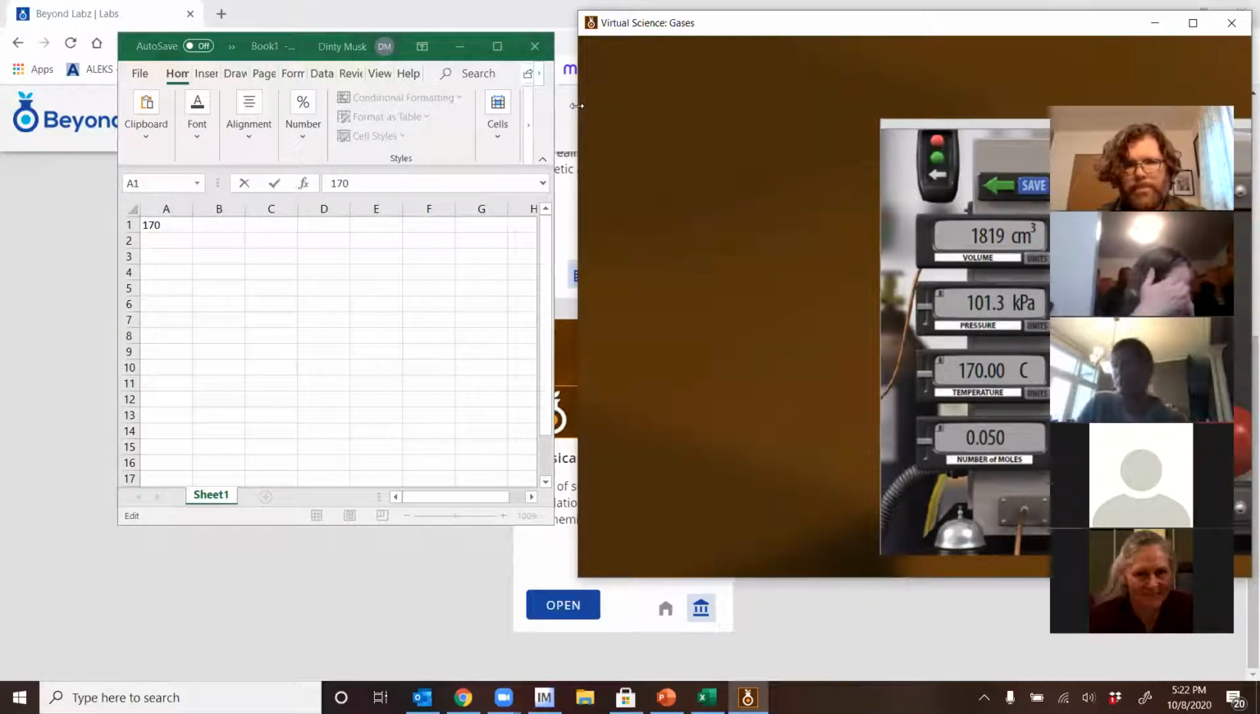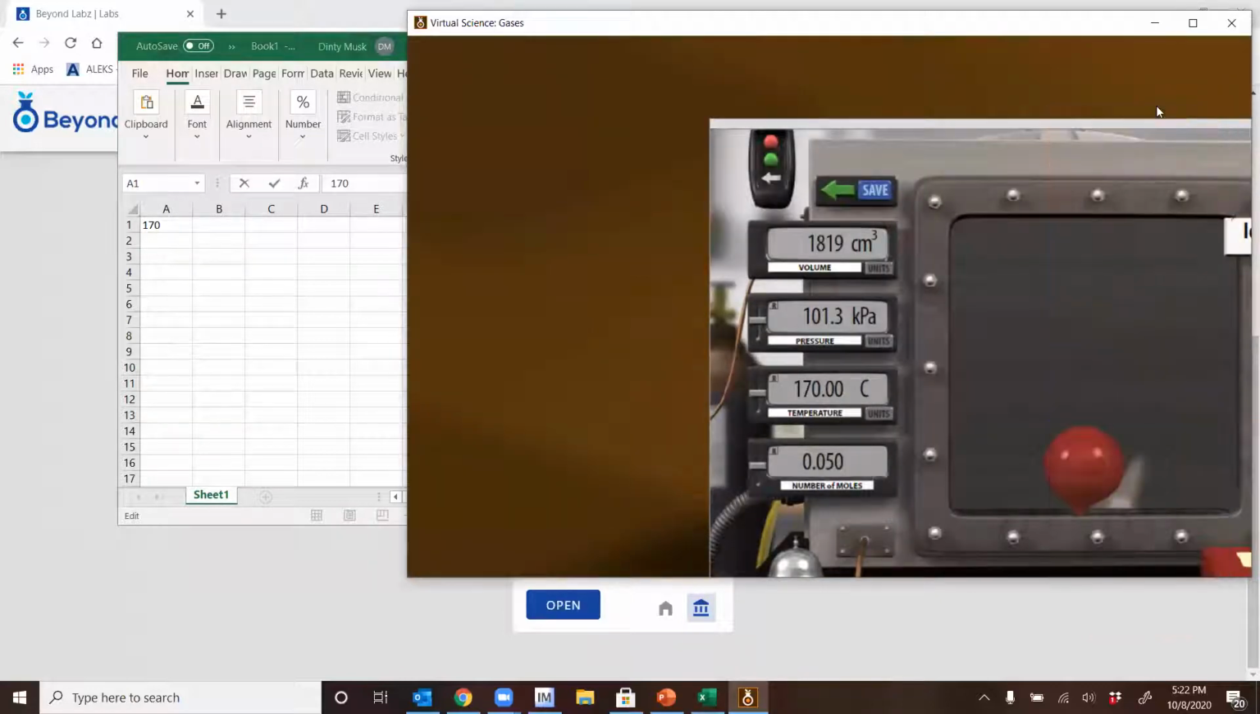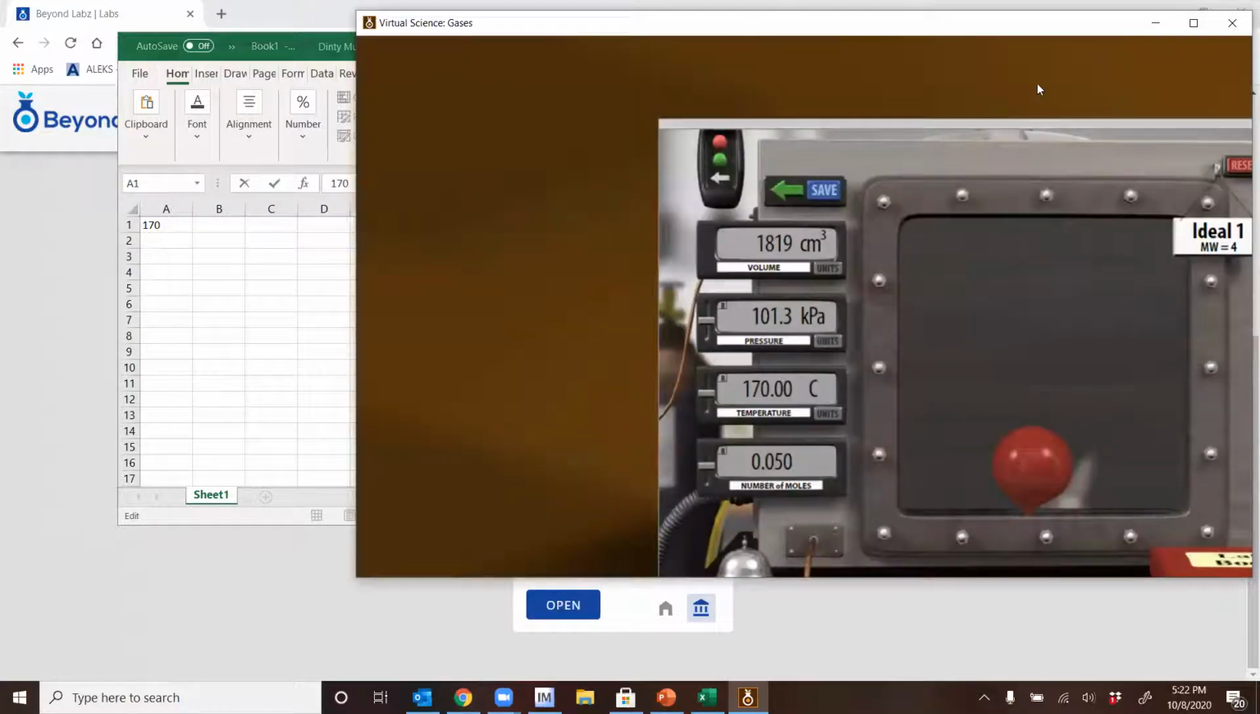No, what? Why is it not letting me get rid of all this dead space on the side? Beyond Labs, you are evil. Yeah, I tried that one too. The size doesn't change.